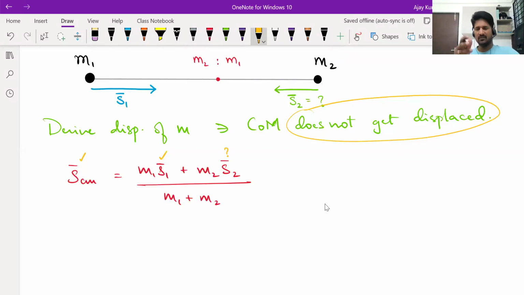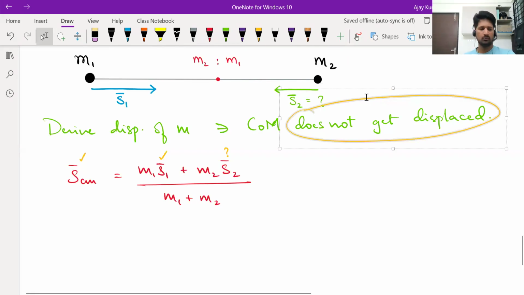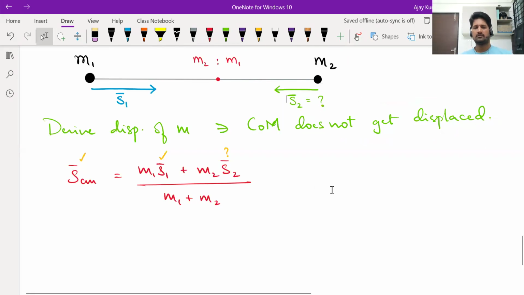How difficult is this? Do it, all of you. Make it fast. Center of mass is not getting displaced, means displacement of center of mass is 0. Based on that, you derive S2. Whenever you have an answer, just unmute and tell. You don't have to type. It may be difficult to type.